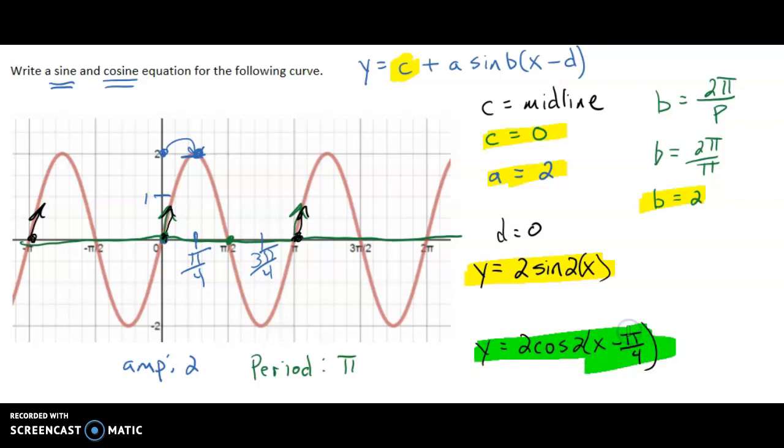You could check these on Desmos or another graphing utility. Just type them in and they should be the same curve.